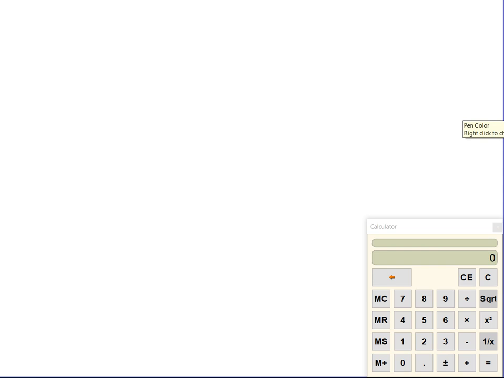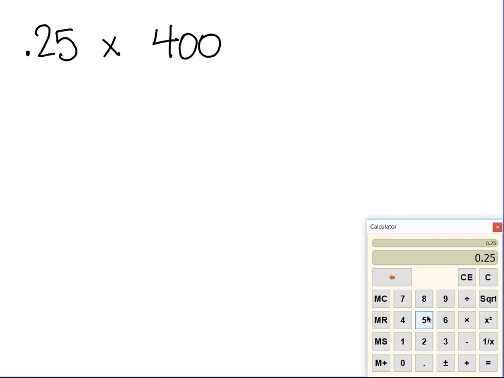When you're calculating different numbers, things that aren't 100, it becomes a little more complicated. Say you want to find 25% of 400. You multiply 0.25 times 400, and it gives you 100.